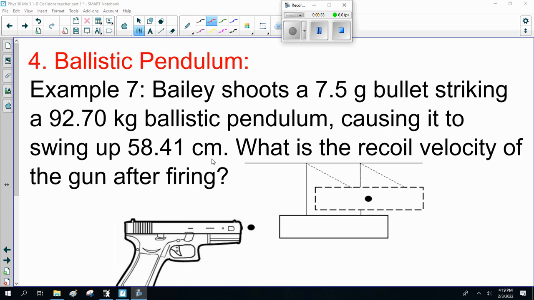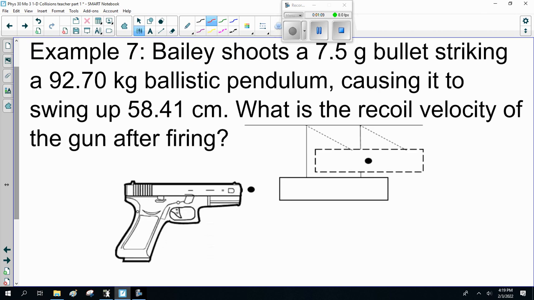Now, I want to say that this is actually beyond the curriculum of Physics 30 because it includes momentum and energy, and you will not see this on the diploma exam. However, you will see it on the momentum test because it is an excellent question. So, here we go. We're shooting a gun. We've talked about this recoil stuff before. So what's the recoil velocity of the gun after firing? I apologize, there was a typo in the notes. Your question might be, what is the velocity of the bullet? No, I want the recoil velocity of the gun.